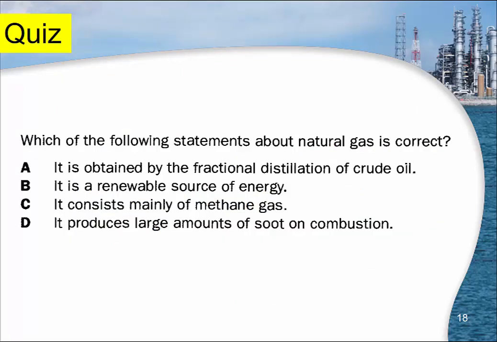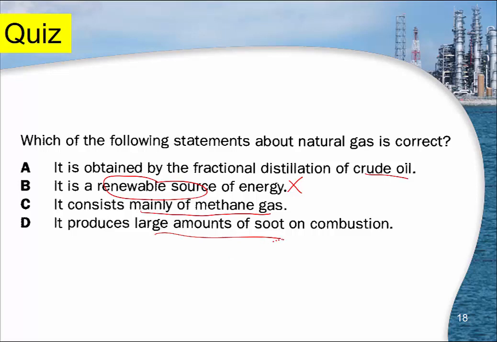Now, which of the following statements about natural gas is correct? Let's look through. A. It is obtained by fractional distillation of crude oil. Is natural gas obtained from crude oil? B. Is it a renewable source? Obviously not, right? Natural gas is a fossil fuel. C. Does it contain mainly methane gas? That sounds quite true. D. It produces a large amount of soot on combustion.